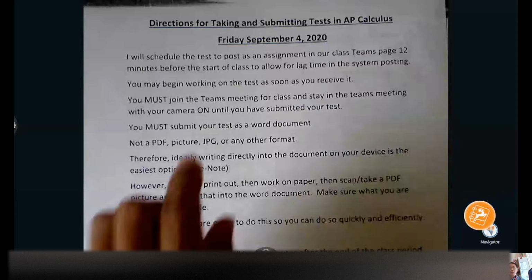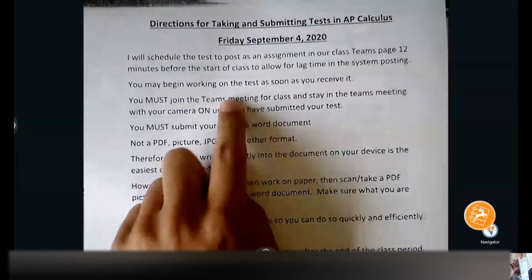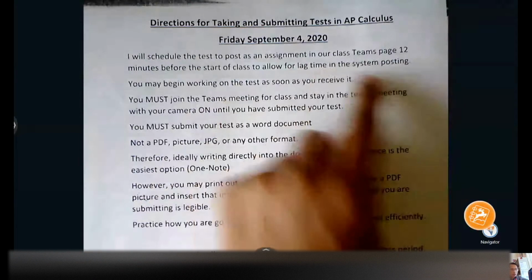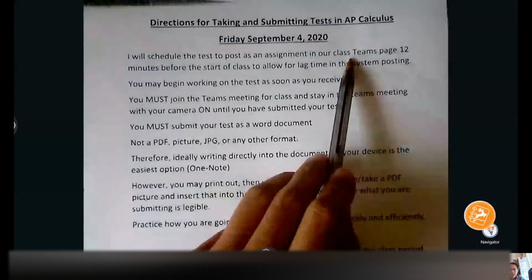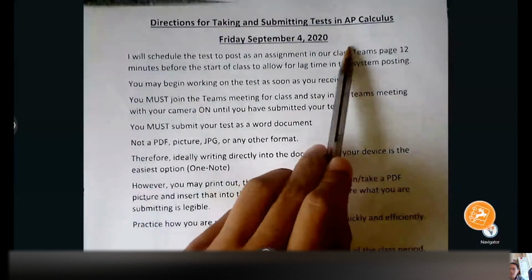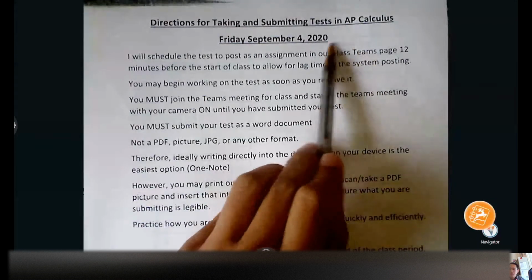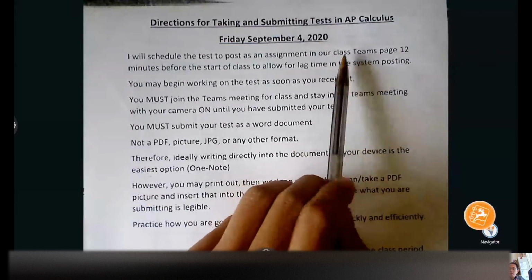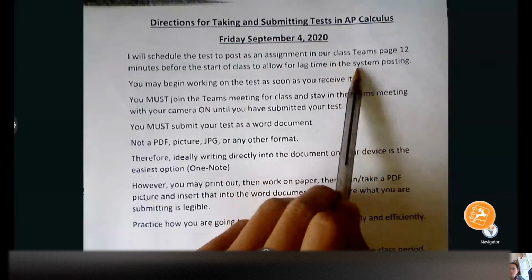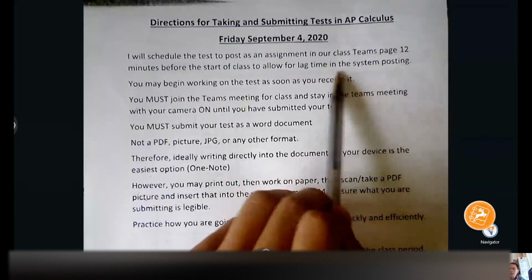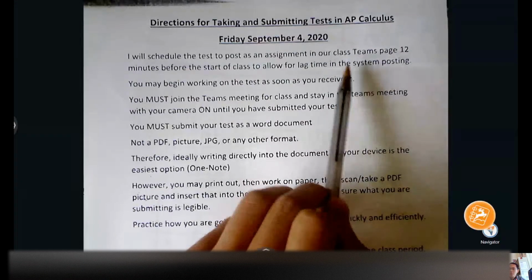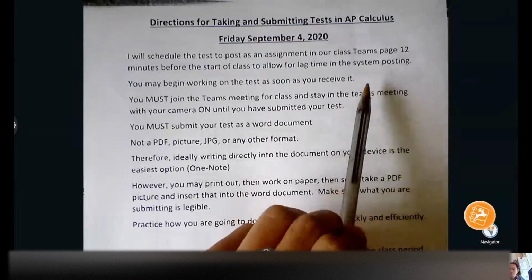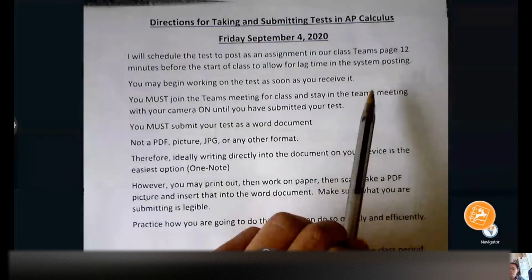I'm going to schedule the test to post as an assignment in our class Teams page. In fact, there is an assignment right there now, and that assignment is a practice or dry run for just having you submit the assignment, to see if you can write on it, see if you can apply the process, just so that by Friday we'll feel comfortable with what we're expected to do.